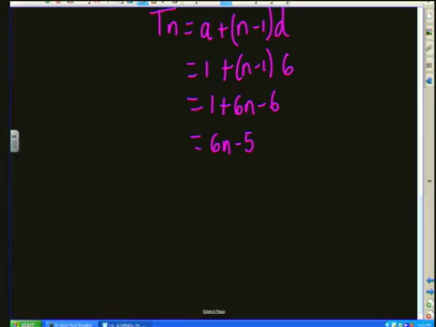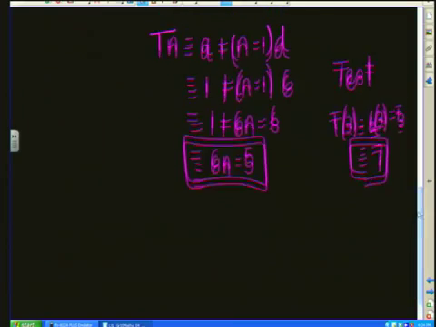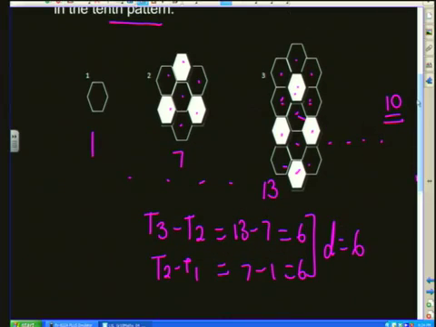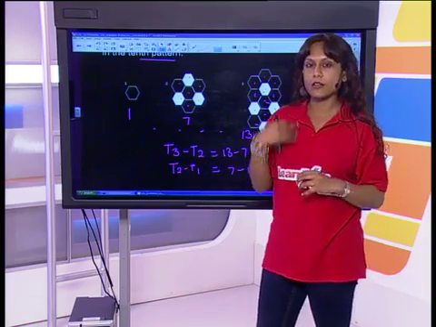So, for example, we know that pattern 2 had 7 hexagons. So this is a general term we're saying is correct. Let's test it. If I substitute 2 in place of n, I'm going to get 6 times 2 minus 5. So I get 12 minus 5, which is 7, and that is indeed correct because we had 7 hexagons in pattern 2. So we know that the formula we've now developed for the sequence is in fact correct.